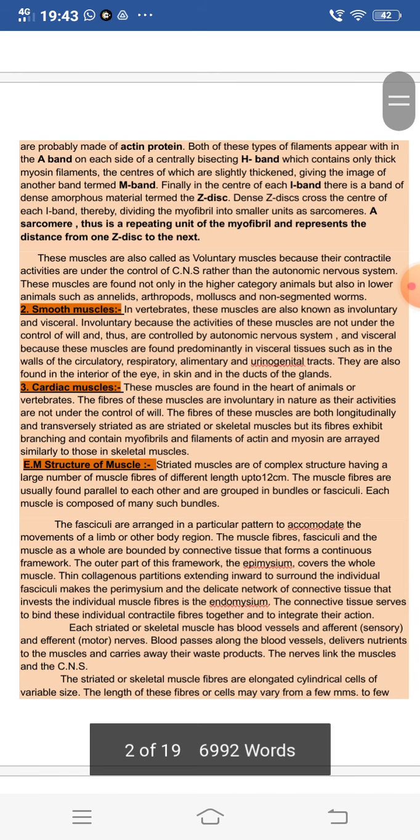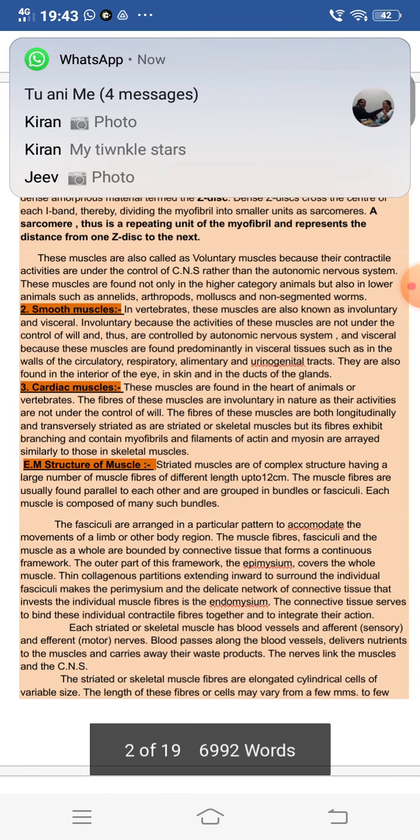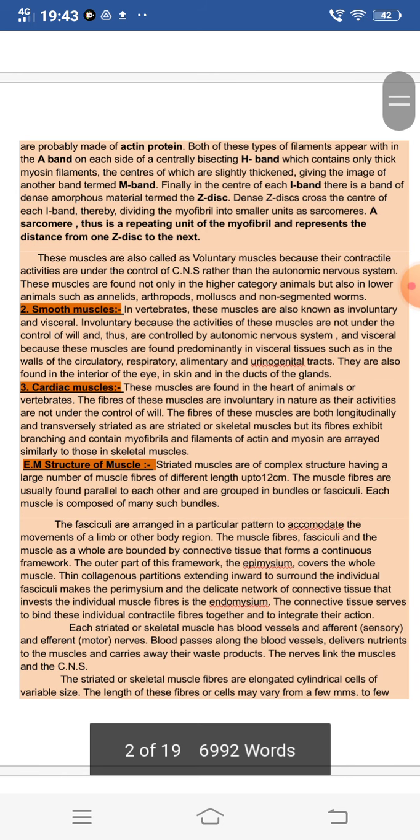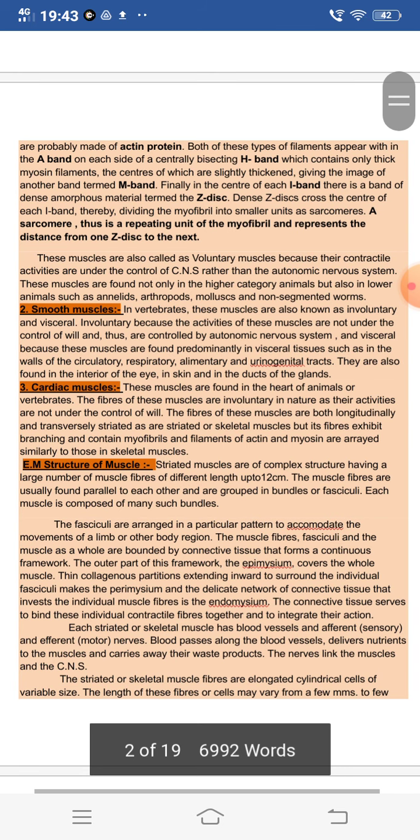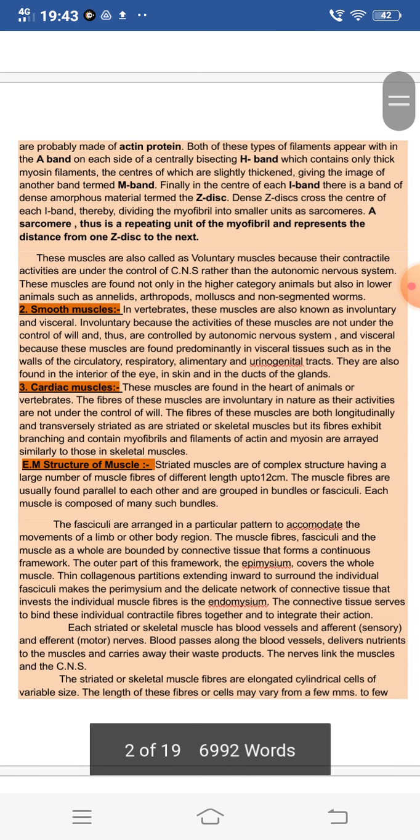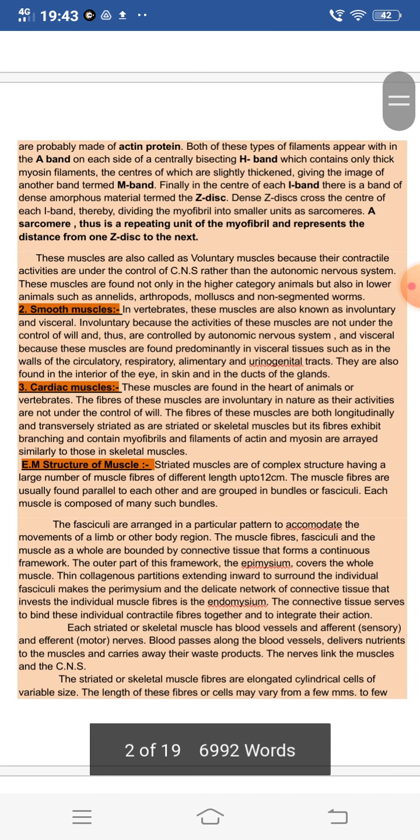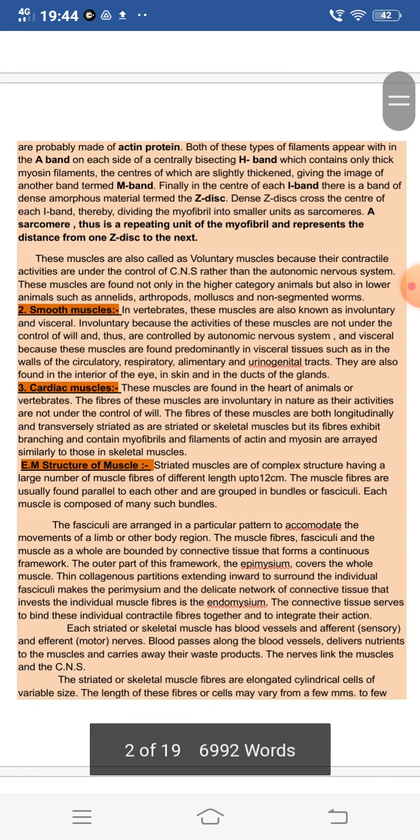So you can see the alternate arrangement of the I band and the dark band, the light band and the dark band, or the I band and the A band, or we can say the actin filaments with the myosin filaments. Within the A band, that is the dark band, the myosin filaments are present.